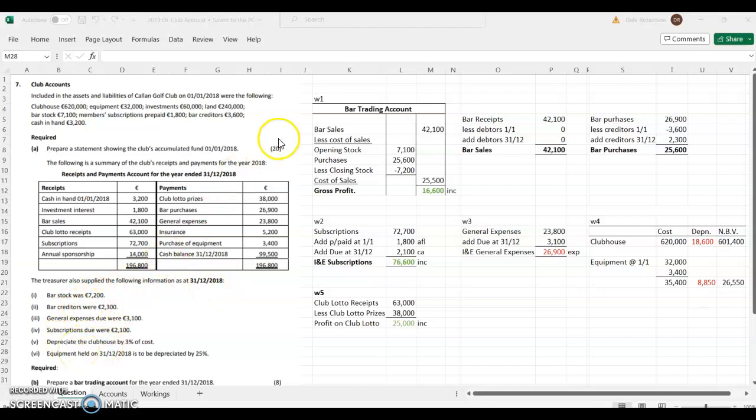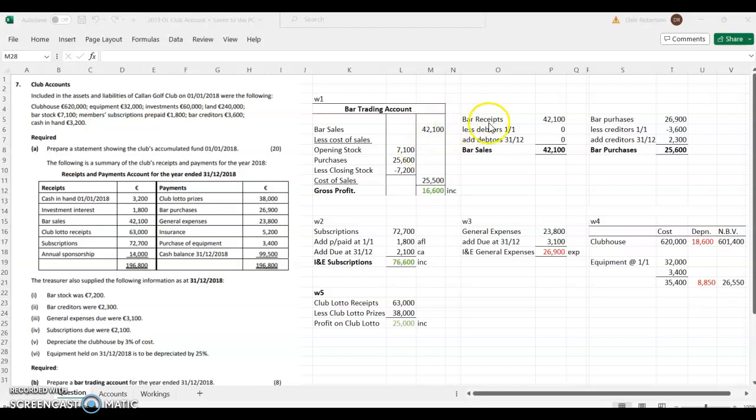With every club account question, the first adjustment that we do, I have the adjustments done over here to the right of the screen, is the bar trading account. And this is where we enter everything with the word bar. So to look at the question, we have bar stock and bar creditors. Here we have bar sales and bar purchases. Here we have bar stock and bar creditors at the end. We're going to factor all of these into the bar to get one figure, which is a profit from the bar for this golf club.